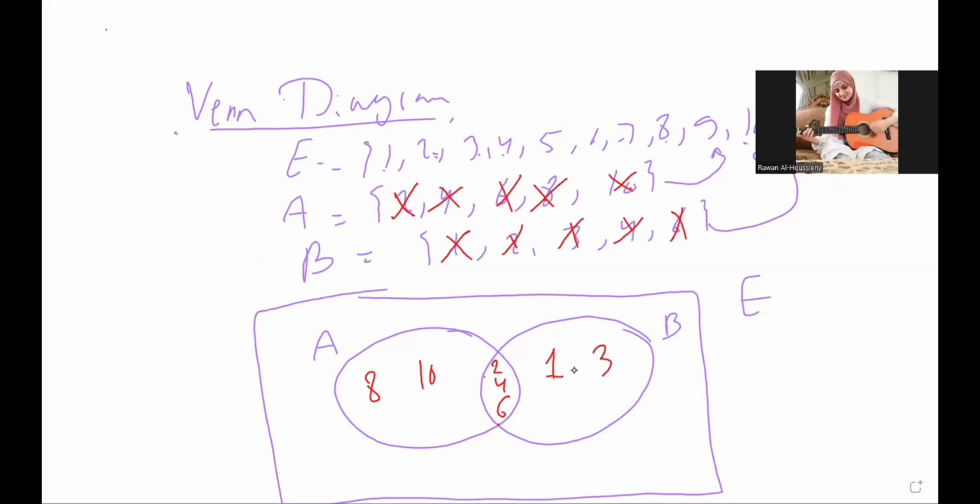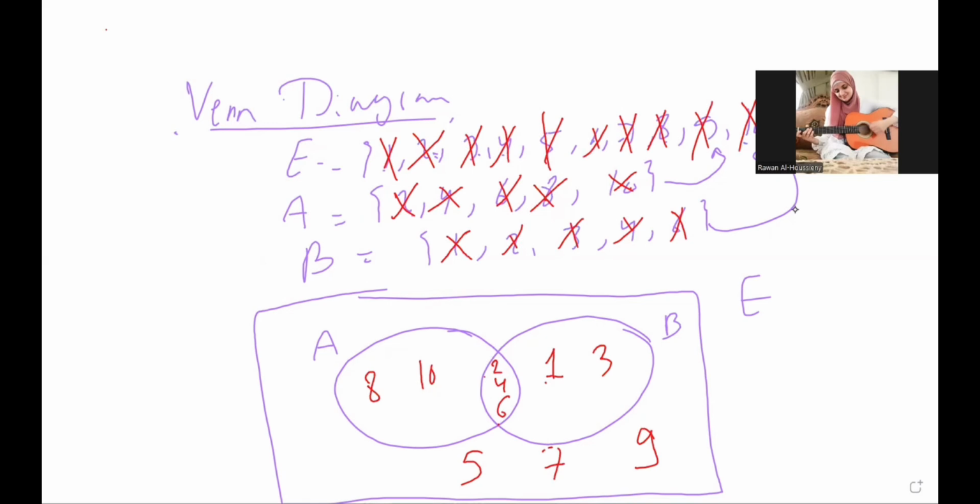Now, each number that is already written in the diagram should not be repeated. Any number we wrote inside the Venn diagram, it is forbidden to repeat it. So the 1 we wrote, now I want to fill in the E. The 1 we already wrote, so I won't write it again. 2 is also written. 3 too. 4. 5 is not written, so I write 5 outside. 6 is written. 7 is not, so we write 7. 8 is written. 9 is not written yet. 10 is also written. So this way we have finished the Venn diagram.